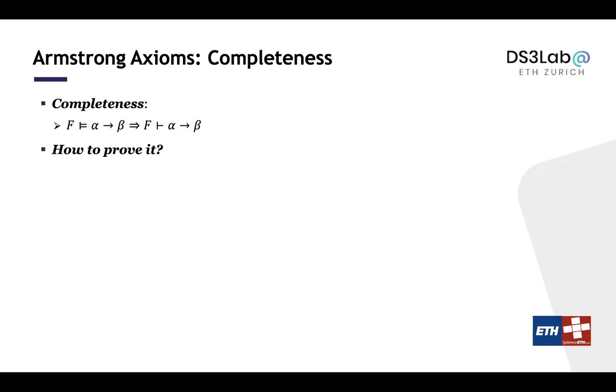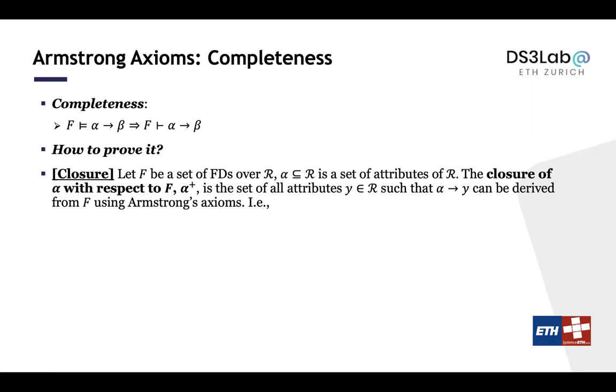This is a little bit tricky to prove, but let's try to think about it. Before we talk about the proof, let's introduce another notion, which is a closure of some attributes. So let F be a set of functional dependencies over R, and let's say alpha is a subset of attributes of R. We see the closure of alpha with respect to F, and we write it down as alpha plus.